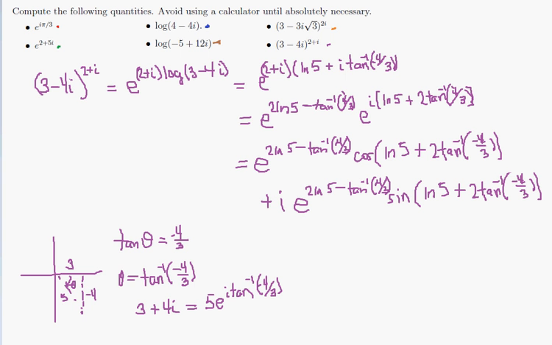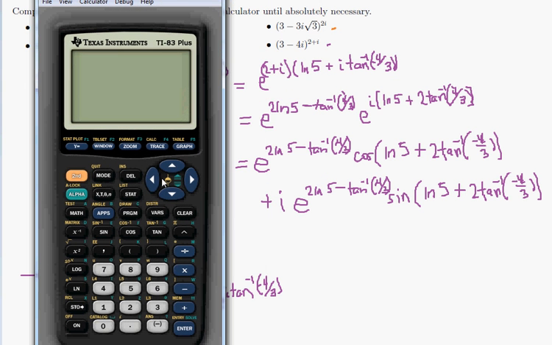Okay, now let's plug into a calculator and see if this actually worked, and let's hope it did. So first off, we have e to the 2 times the natural log of 5 minus the arctangent of negative 4/3. So the next parenthesis completes the exponential term times the cosine of natural log 5 plus 2 times the arctangent of negative 4/3. And so this will be the real part, 61.302.